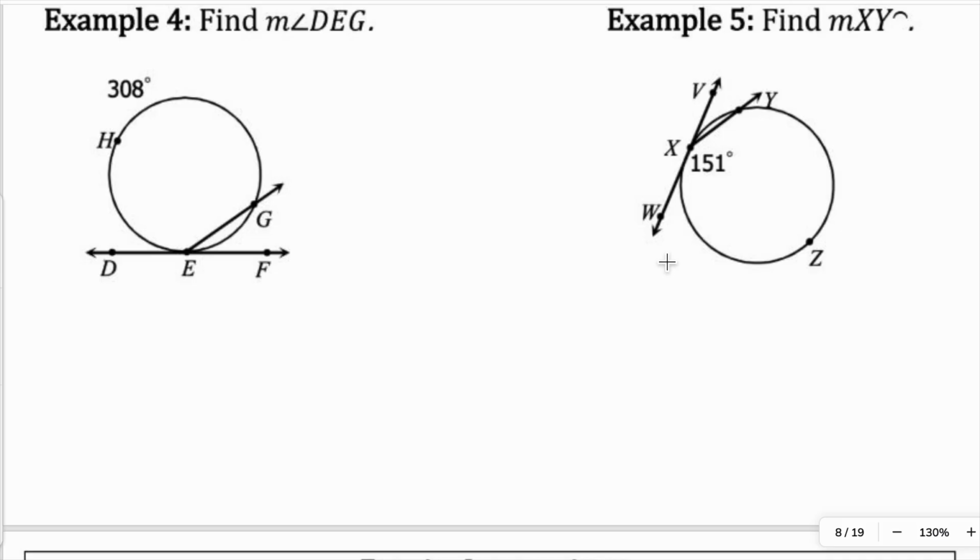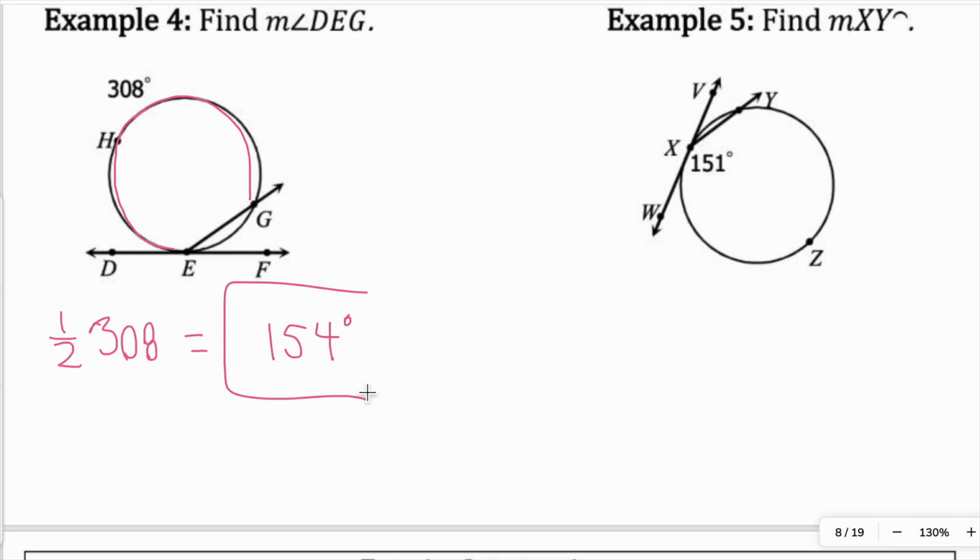That's going to be examples 4 and 5. If you flip over your paper, and we want to find the measurement of DEG, DEG is exactly half of this intercepted arc right here. So 1/2 of 308 gives us 154 degrees.